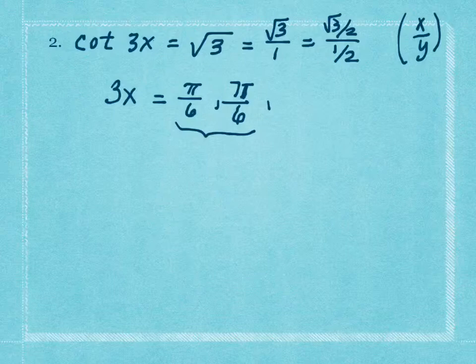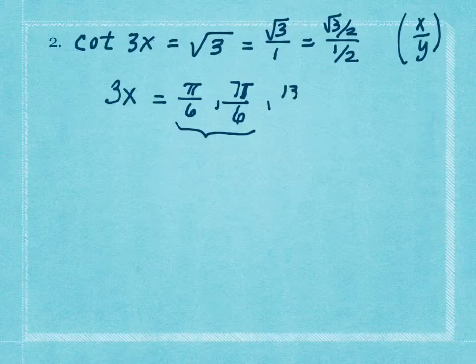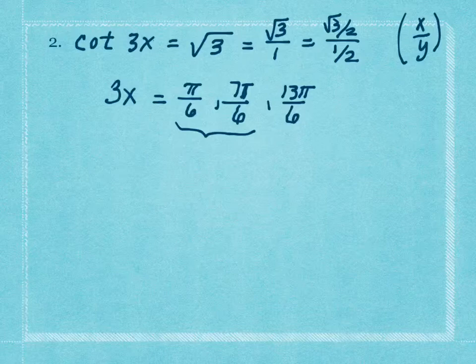I want to add 2 pi to each of my values. What is pi over 6 plus 2 pi? 13 pi over 6. And if I weren't restricted to be doing this on the unit circle, this would work too, right? Because it just goes around the circle again. We end up at the same spot, have the same cotangent value. What about 7 pi over 6 plus 2 pi? That's 19 pi over 6.